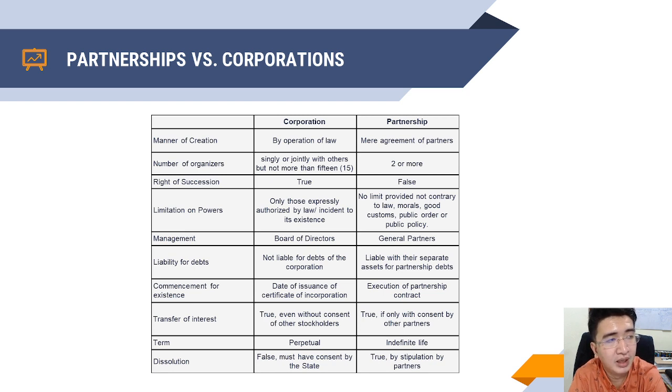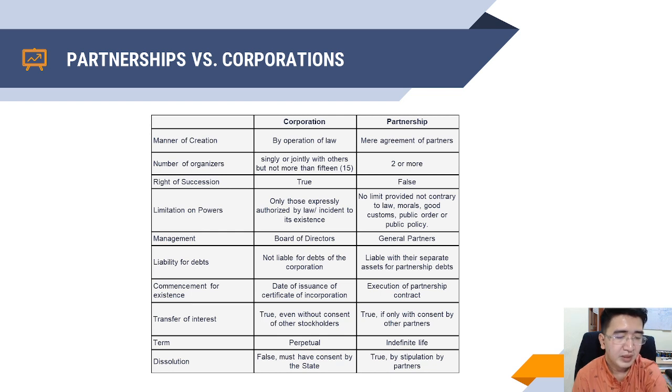But the creation, the formation of a corporation, and the regulations that you have to abide by are much more tedious than for a partnership. Okay? Kasi ang corporation, ang regulating authority mo dyan is the SEC. Okay? Although you still have to submit articles of partnership with the SEC, hindi ganun ka-strict ang regulation with regards to partnership. Commencement of existence, date of issuance of certificate of incorporation.